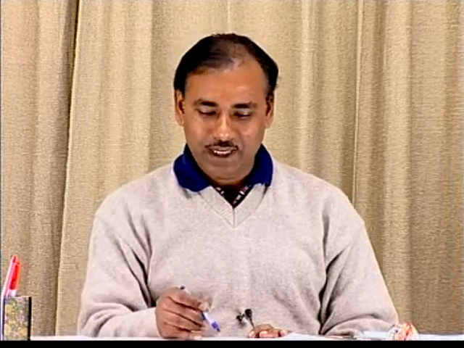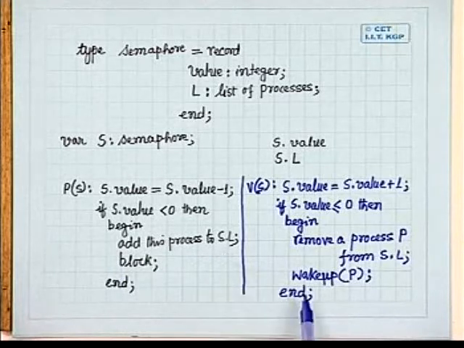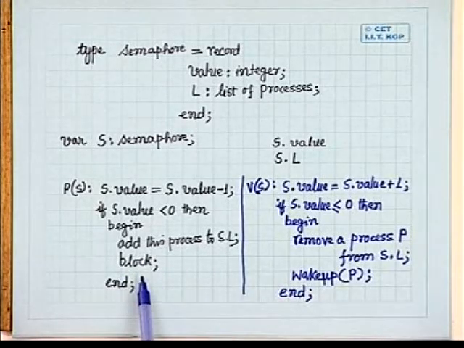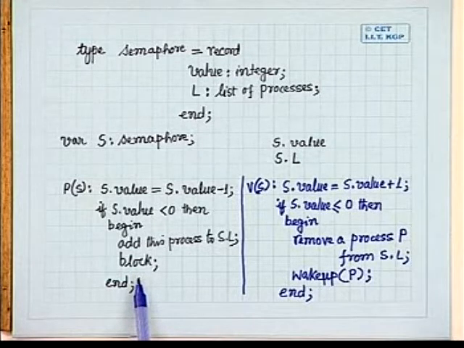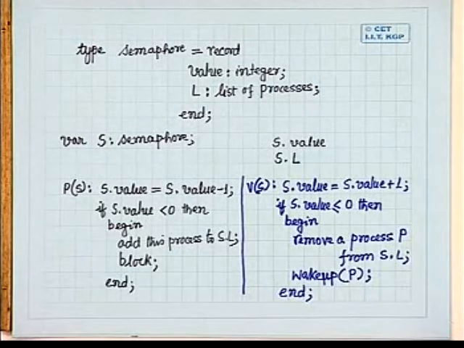That means which process will enter the critical section next is decided by some other process. Similarly here, which process will go to the ready queue, out of the processes which are put into s.l, is decided by a process which executes the VS statement. It is not decided by the same process. It is decided by another process executing the VS statement.